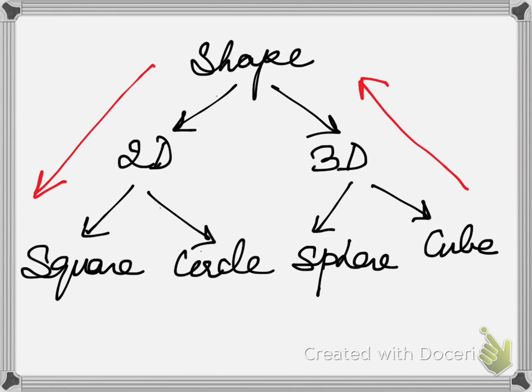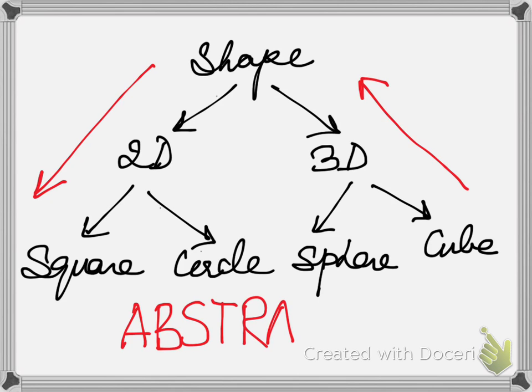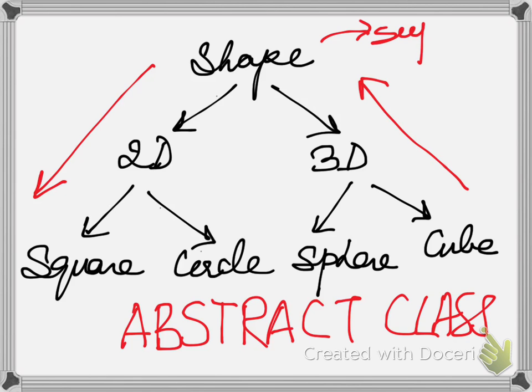So in such a situation, what we can do is make these classes, that is shape or 2D or 3D, which will not actually exist in the real world, into a type of class known as an abstract class. An abstract class will exist only for the purpose of helping out in creating subclasses. So they will only act as superclasses.